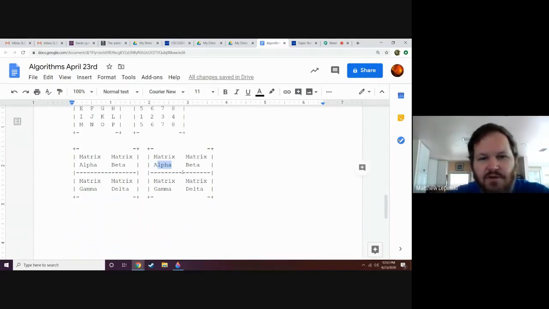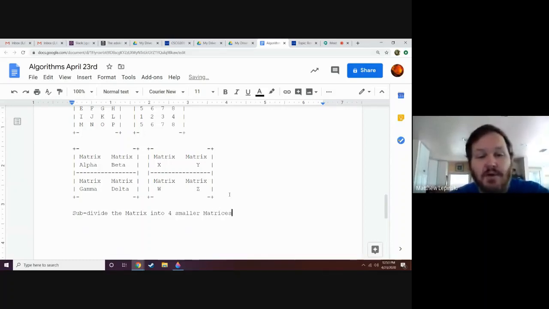Okay. And I'm going to call this matrix X. So what I've done here is subdivided the matrix into four smaller matrices. Each one is size n over 2. Okay, great.